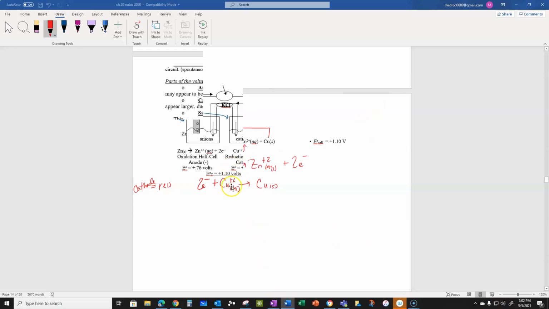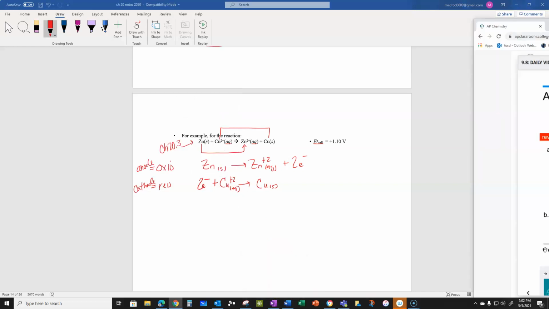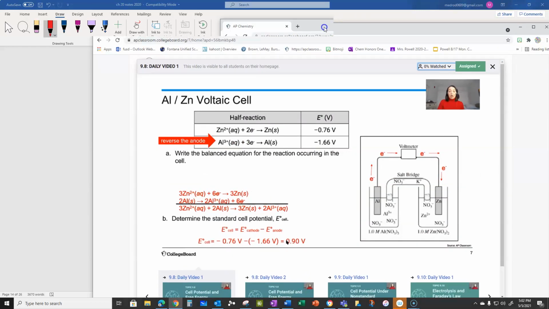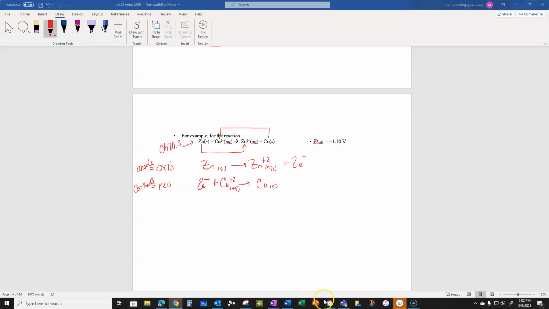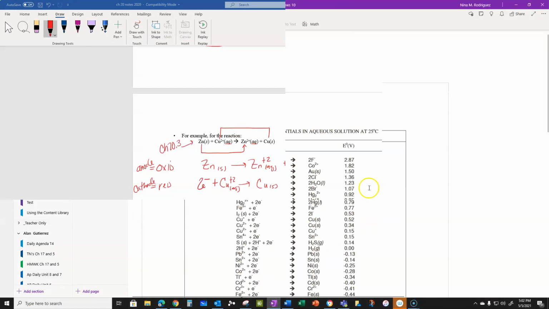We've got to find these two half reactions. Now remember, ladies and gentlemen, you're not going to have this big chart anymore. AP is going to give you a simpler version like this, okay? And you're welcome. But on here, we've got to find it.